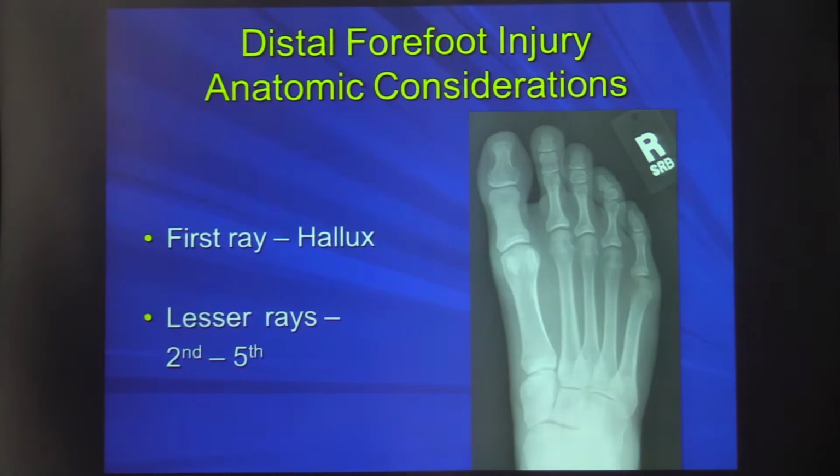To end, I'd like to move from the bones to the soft tissues and talk about hyperextension injuries at the MTP joint of the great toe, or turf toe injury. When we think of trauma to the distal foot, we have to separate the first ray, or hallux, from the lesser rays, the second and fifth. What differs in terms of the anatomy is the presence of these sesamoids, because the sesamoids are important in the attachment of the plantar plate at the first ray.